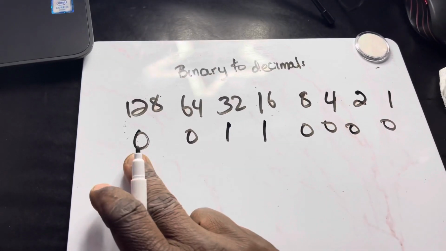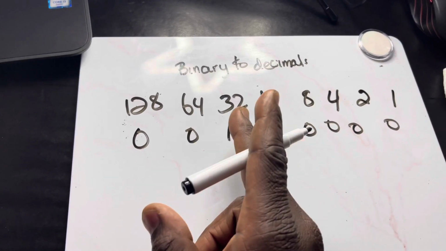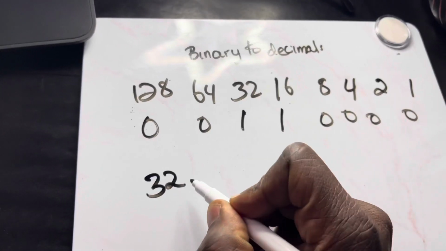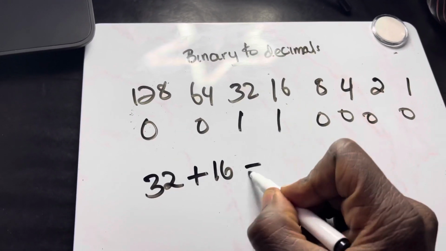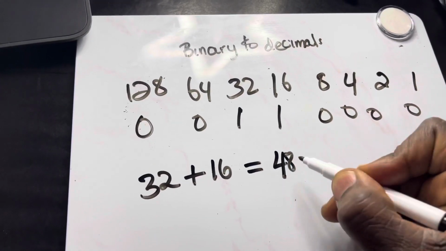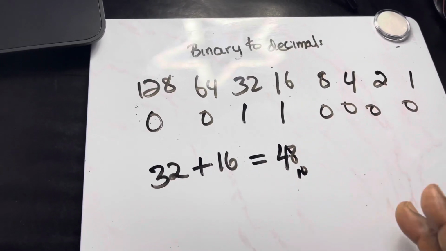All right, so we're looking at 128 and 64, which are off. We have 32 that is on, so we put 32 here, plus the 16 that also is on. The rest is off. So we put 32 plus 16, which is 48, again to the base 10. We could just put 48 because it's understood that we're working in base 10.